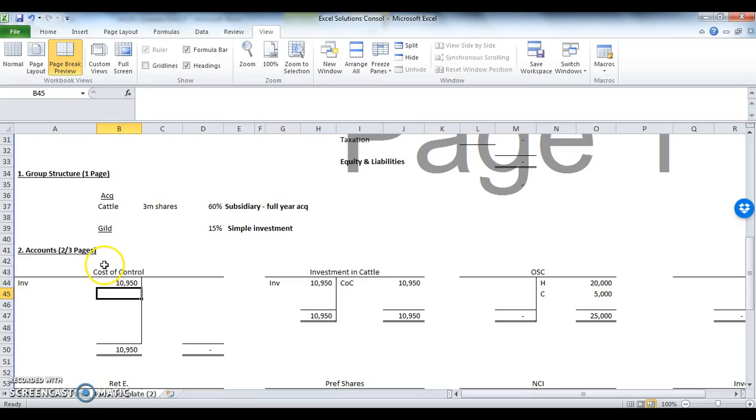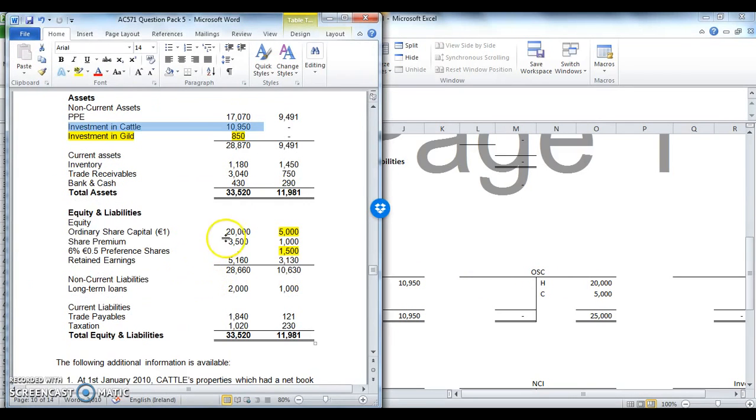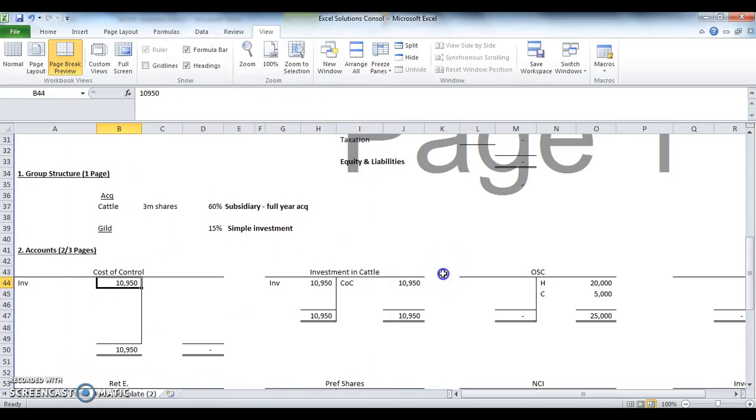So that's the start, and you know, of that 10,950, what did Herd acquire? Well, they acquired a certain proportion of the ordinary share capital. They acquired a certain proportion of share premium and retained earnings, and a different proportion, that's important, of preference shares. So the portion they acquired of these three is different from this. So that's one trick to watch out for.